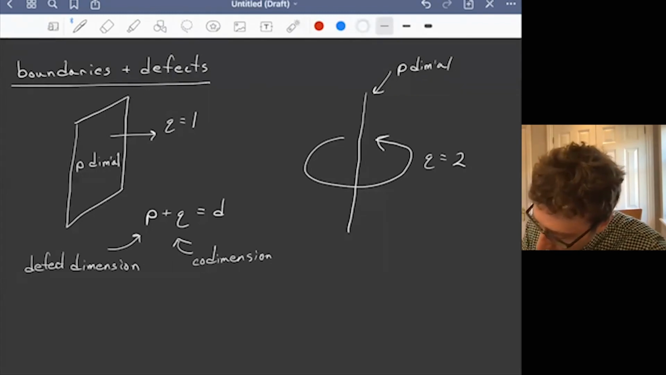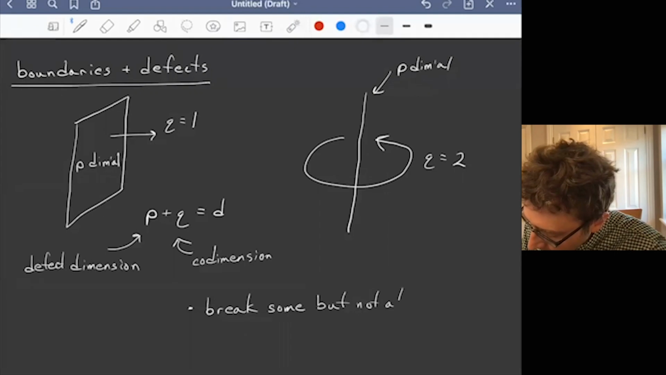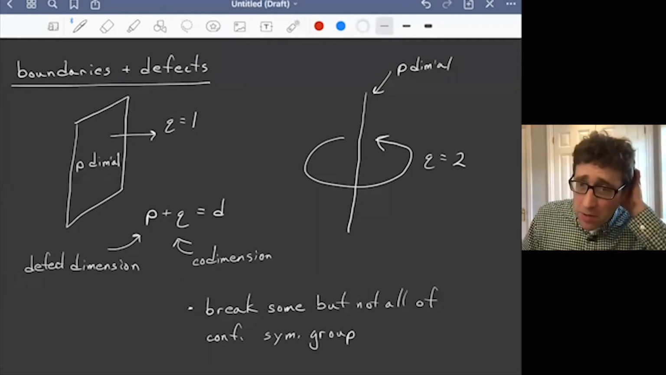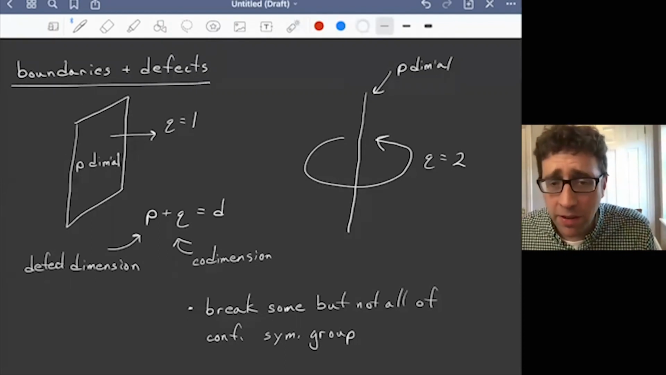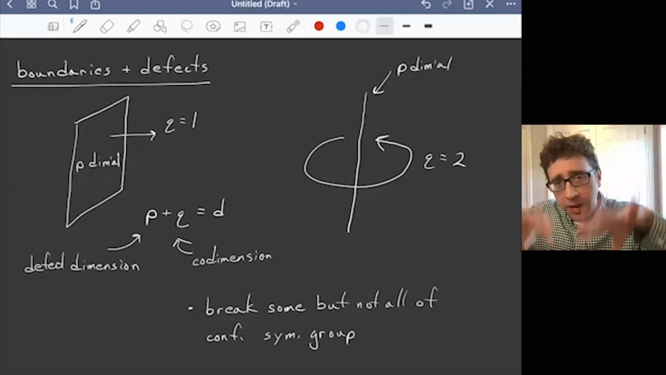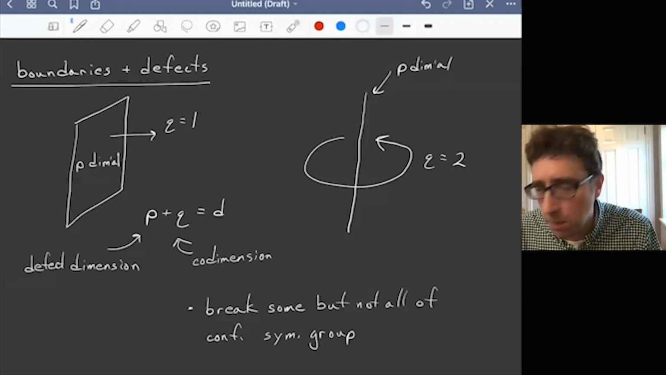And the idea here is roughly to break some, but not all, of the conformal symmetry group. These things are very delicate, and it's very easy to set up situations where the boundary conditions just destroy everything. But I'm going to be interested in cases where I set things up with the right kind of boundary conditions or the right degrees of freedom on the defect so that I preserve some subgroup of the conformal symmetry group.